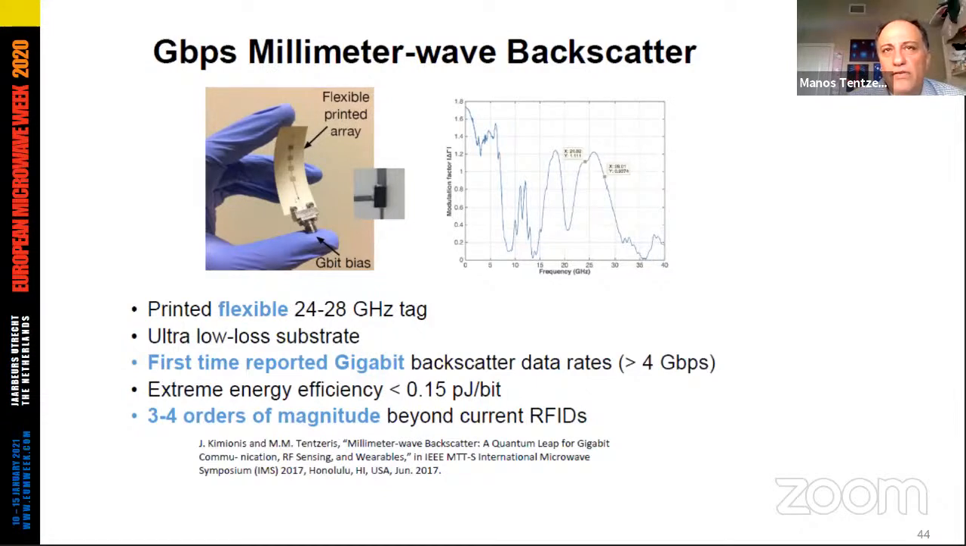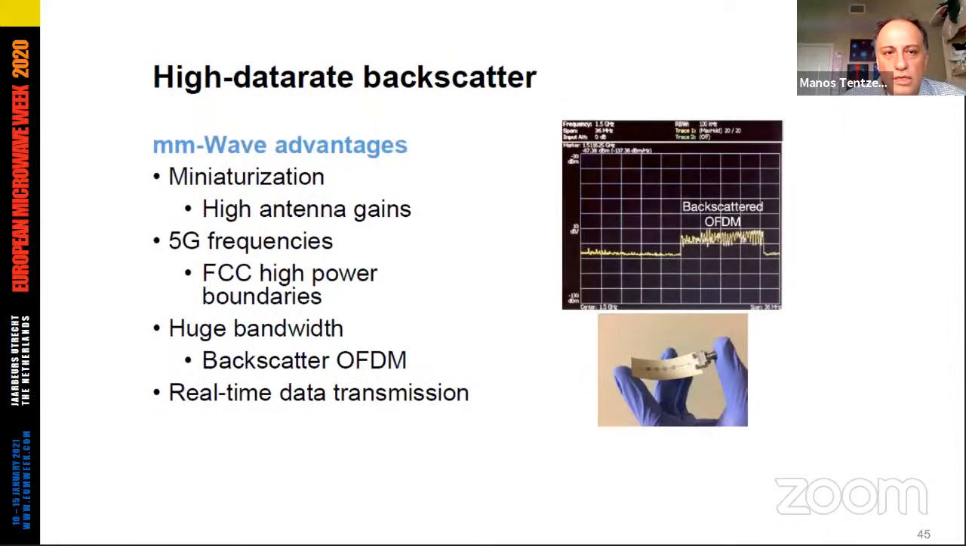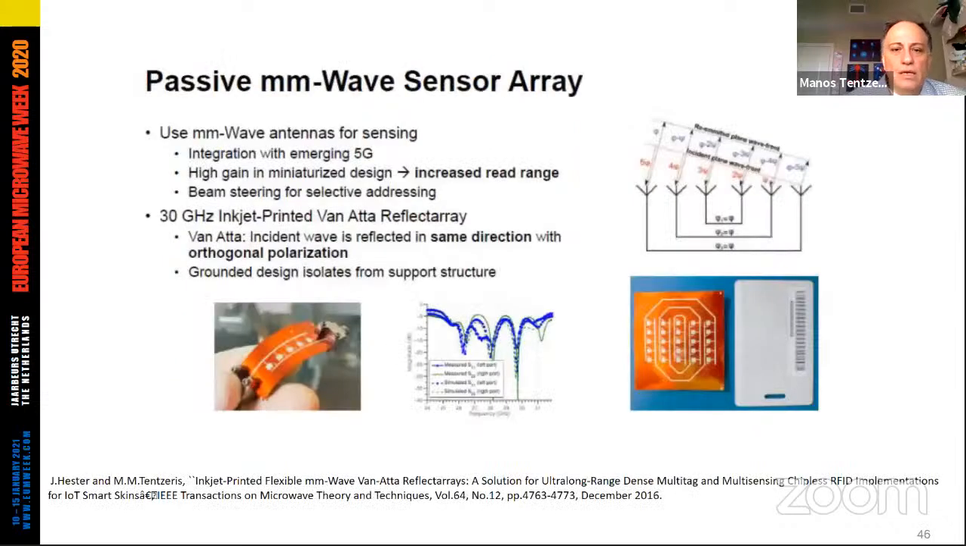Let's say you have large orchards and you want to monitor weather conditions, you want to monitor humidity, you want temperature, you want to monitor minerals in the soil. Utilizing this type of backscatter, you can have 24/7 monitoring of this and optimization of your crops. And you can even modulate your structures, that's backscattered OFDM.